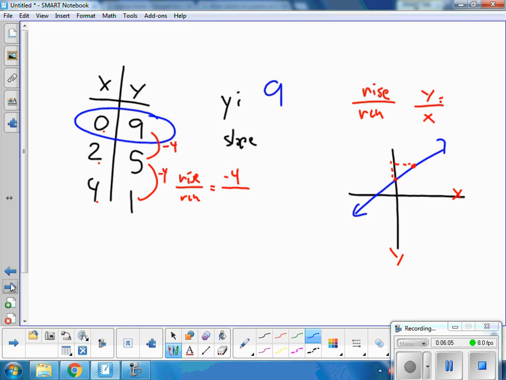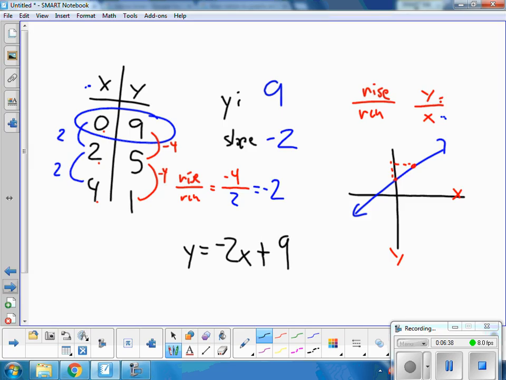Now I'm going to look at the run. The run is my x. So I'm going to look at my x here, and I'm just seeing if it's consistent. So 0 to 2 is 2. 2 to 4 is 2. It is consistent. So this runs 2 each time. Negative 4 divided by 2 is negative 2. So my slope for this is indeed negative 2. And once I have my y-intercept and my slope, I know that I have my equation. So y equals negative 2x plus my y-intercept of 9.